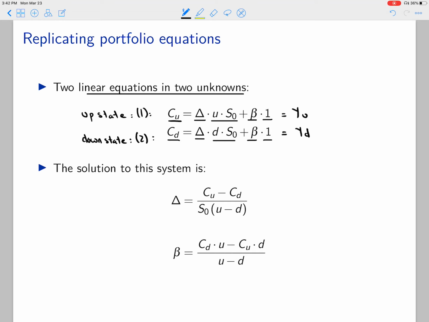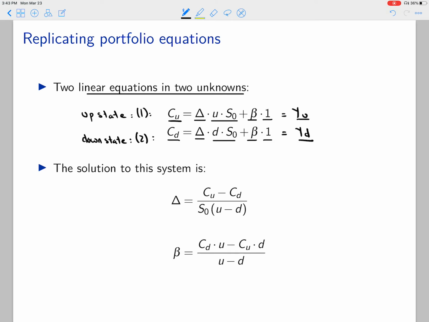Okay, what are we doing here? We're going to choose delta and beta such that we force this portfolio Y to have the same exact payoff as the call option in both states of the world. We're going to choose delta and beta such that Y sub U, the payoff to the portfolio, equals C sub U. And we're going to choose delta and beta such that Y sub D equals C sub D.